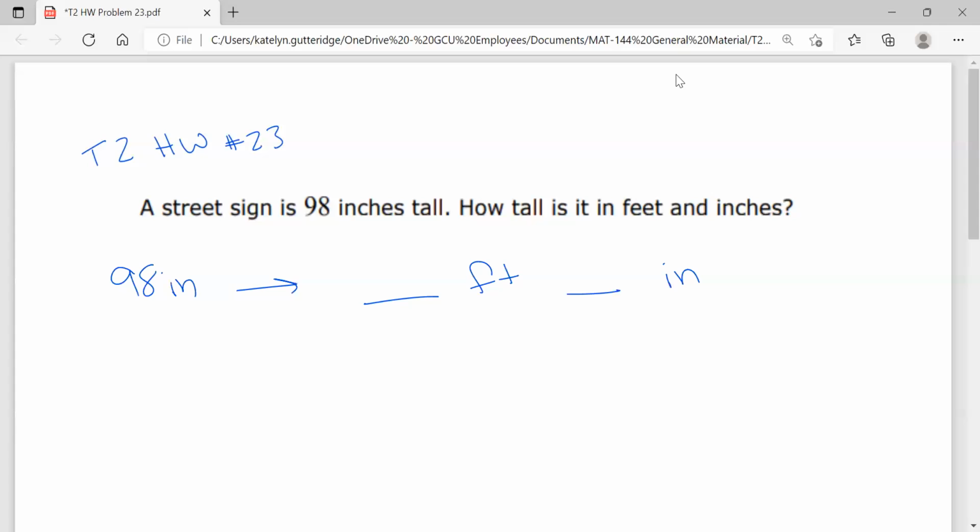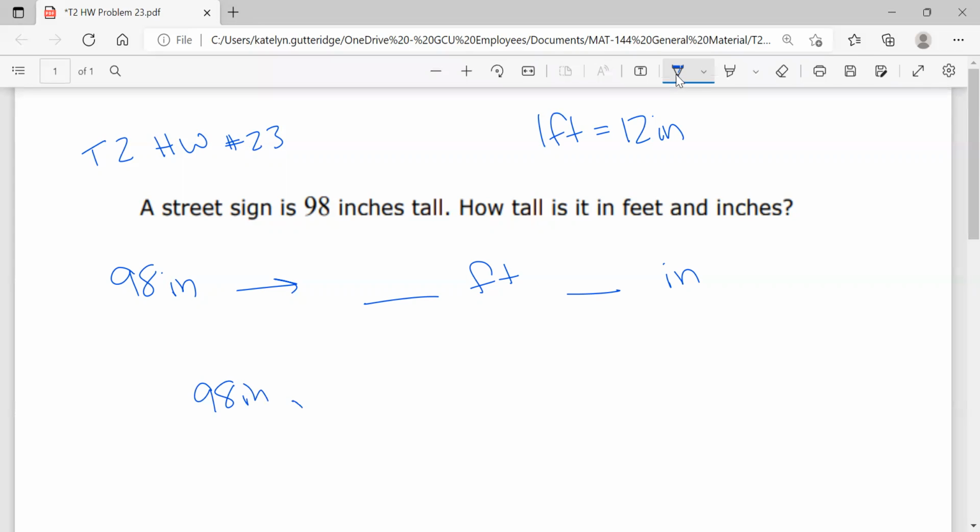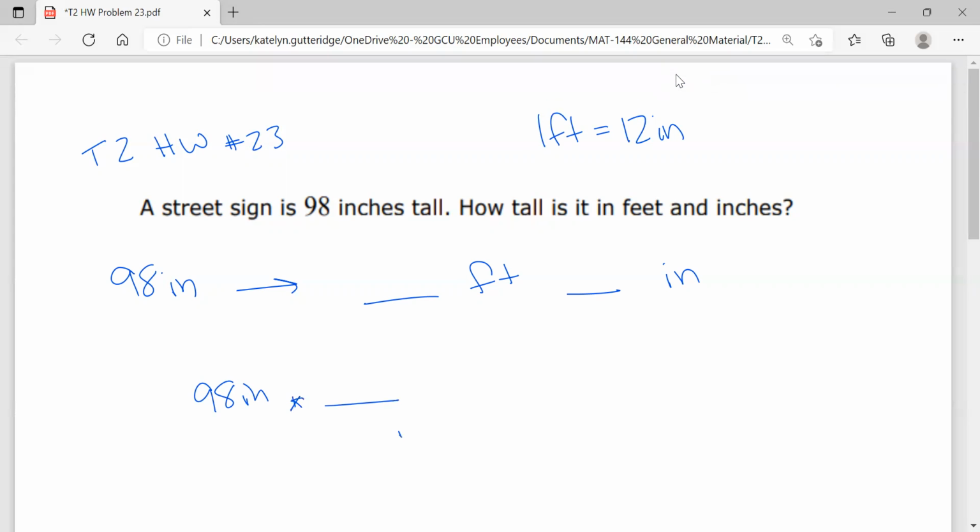So we know 1 foot is equal to 12 inches. That's our conversion factor. If you didn't know that, you could look it up, but we know 1 foot is equal to 12 inches. So the first thing we want to do is figure out how many total feet fit in 98 inches. So we're going to take that 98 inches and multiply by the conversion factor. We're going to divide out the inches, so we're going to end up dividing by the 12.